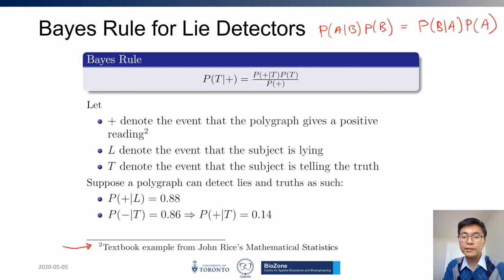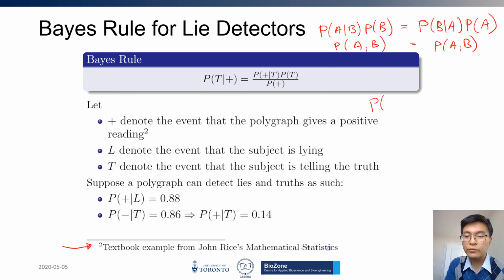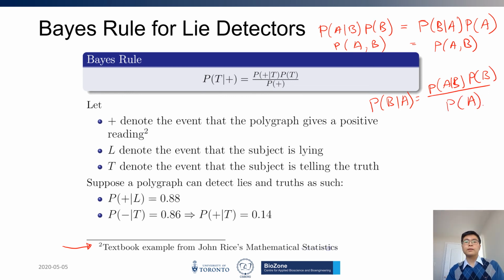And this is true because essentially both of these are equal to P of A and B. Okay, well, that's just a digression, but essentially what you can do is you cross multiply and you obtain P of B given A is equal to P of A given B, P of B over P of A. Here I just switch the symbols, T and plus sign. Okay, so what do these symbols mean?